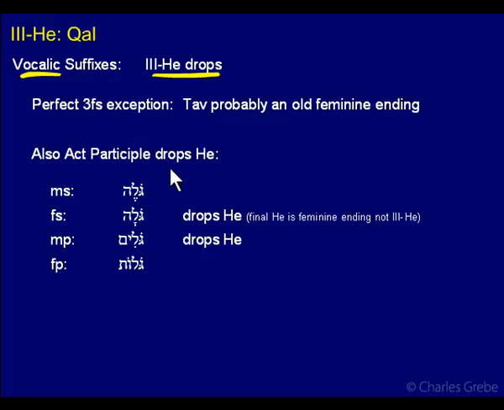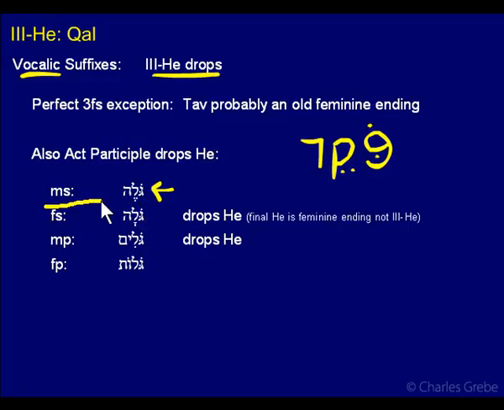The active participle. Also, the active participle drops hey. Now, I talked about this one in the first rule because the masculine singular form of the active participle has no endings, right? It's poked. This is the strong form, poked. So we have our pakad root, and there's no ending on there. So what you get with third hey verbs that have no ending, if this is a hey, the hey is a mater with some vowel, and that's what it is here. A mater with a segol.